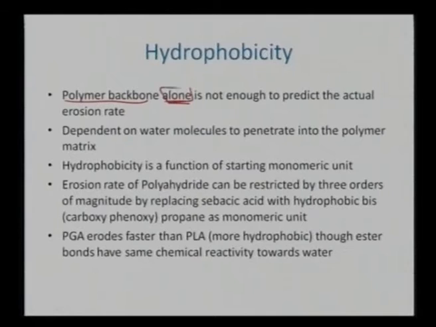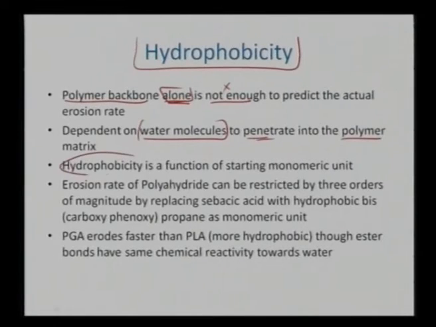So again, as we see, the polymer backbone alone is not enough. We also need some other parameters, which is nothing but the hydrophobicity. So depending on how much is the overall affinity of a particular chemical to take water, to uptake water, in the polymer. So again, the hydrophobicity becomes a function of the starting monomeric unit, because the chemical nature of the material starts with the monomeric material. So the monomeric material decides what is the overall affinity of this particular chemical towards hydrophobicity. So we can see that there is a combination of chemical as well as hydrophobicity in terms of dictating the bioerosion.